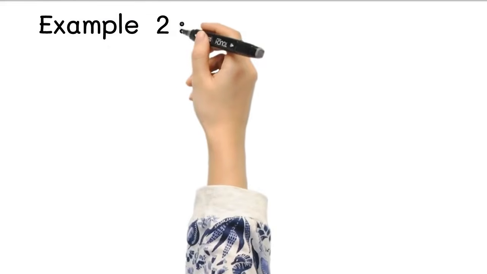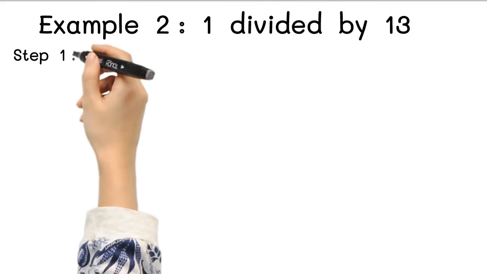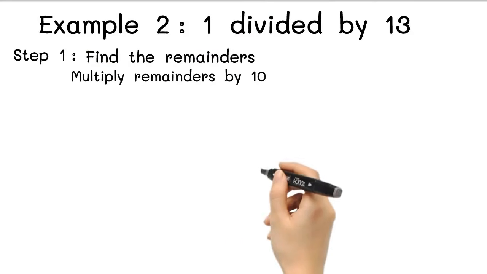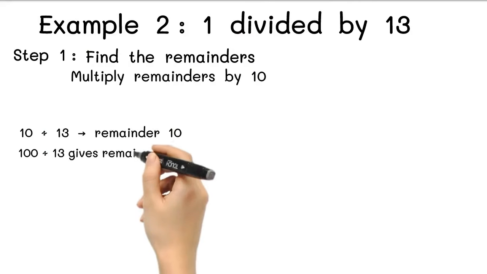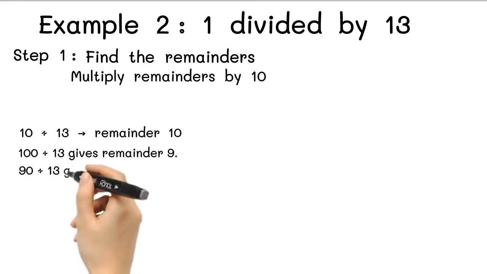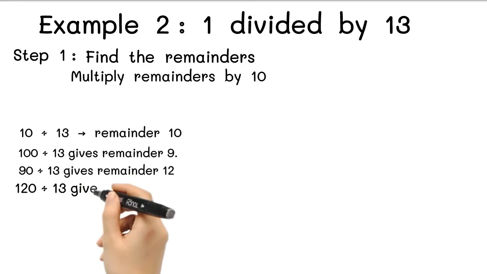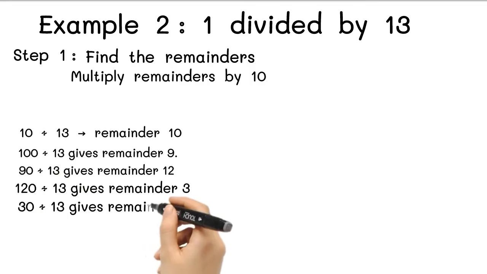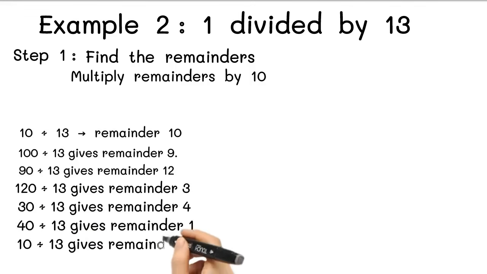Example 2 is 1 divided by 13. This one's trickier. In step 1, find the remainders, then multiply remainders by 10. 10 divided by 13 gives remainder 10. 100 divided by 13 gives remainder 9. 90 divided by 13 gives remainder 12. 120 divided by 13 gives remainder 3. 30 divided by 13 gives remainder 4. 40 divided by 13 gives remainder 1. 10 divided by 13 gives remainder 10.